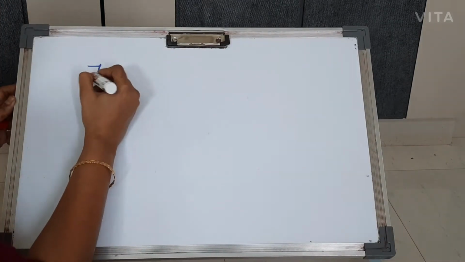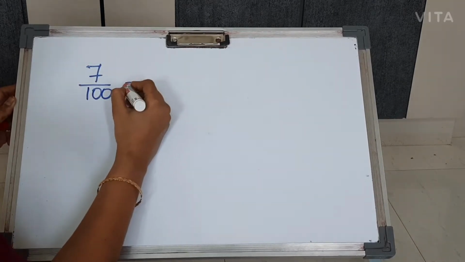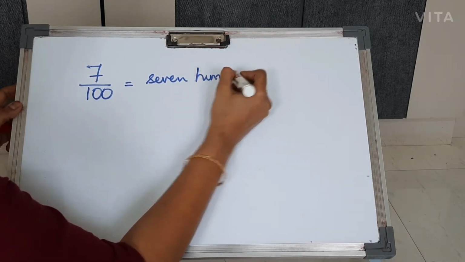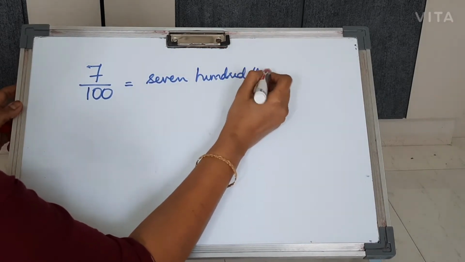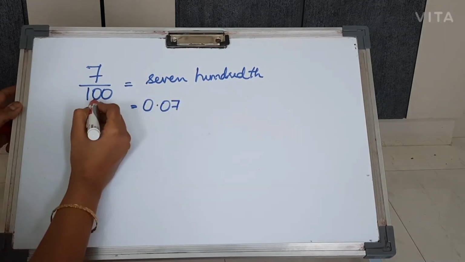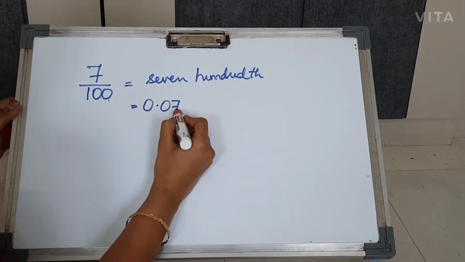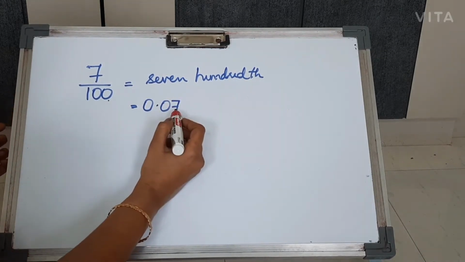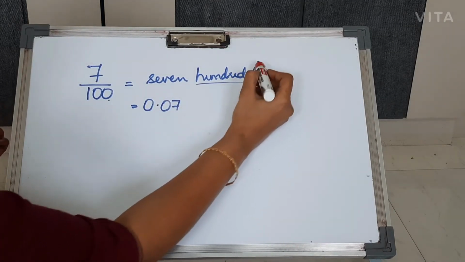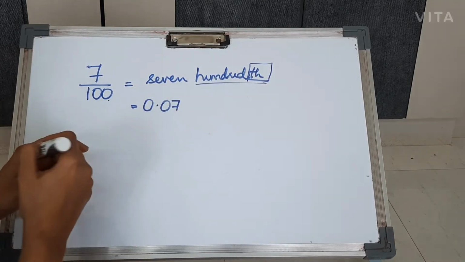Now suppose the fraction is like this, 7 divided by 100. So this will be written as 7/100th part. This is 0.07. Two zeros, so before two numbers we will write the decimal. So 7 is in the 100th place value. This is more important here: it denotes the after-decimal value.